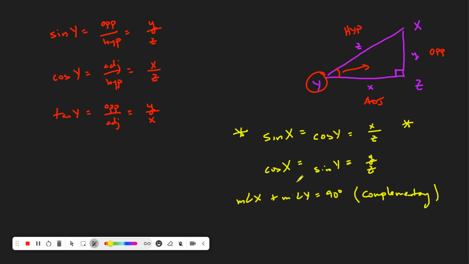Okay, so this was the background of trigonometric ratios. So now in the next video, we're going to use them to solve some problems. So continue on to watch video B.